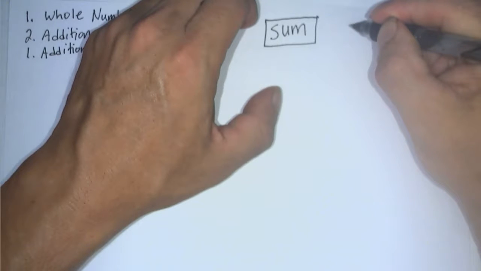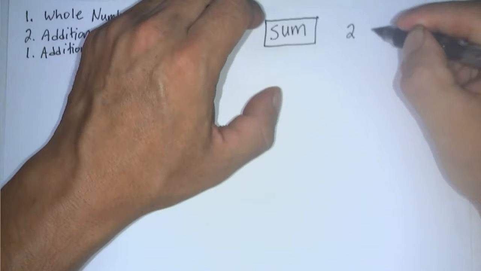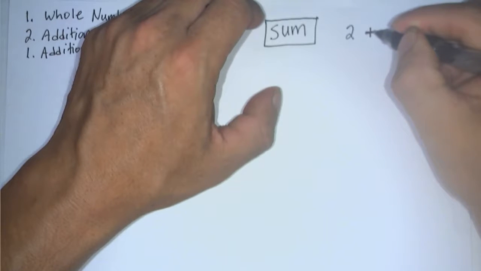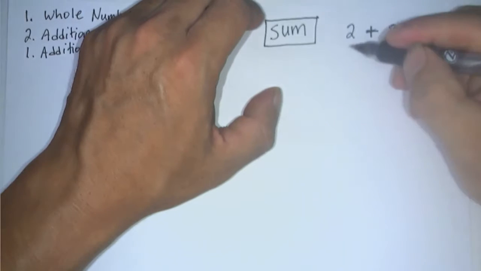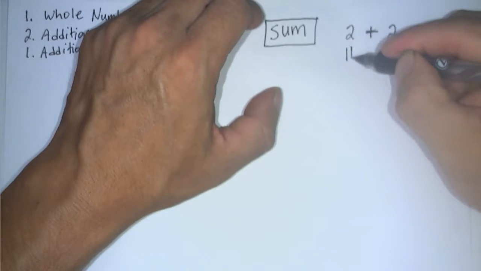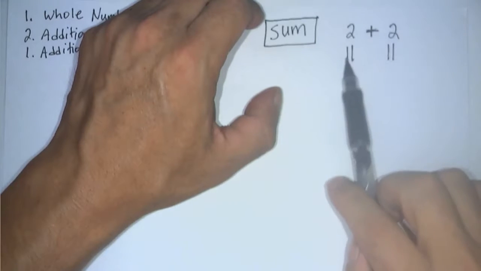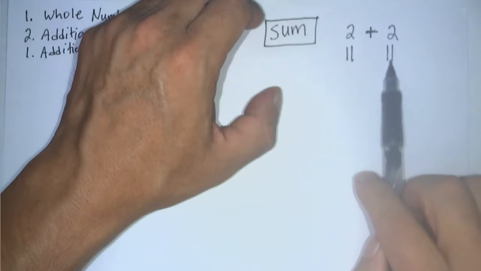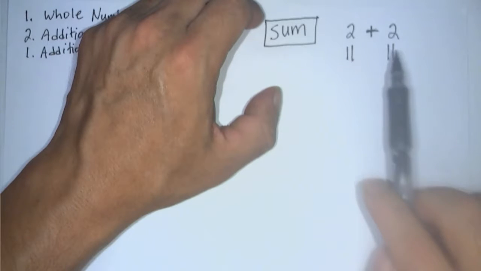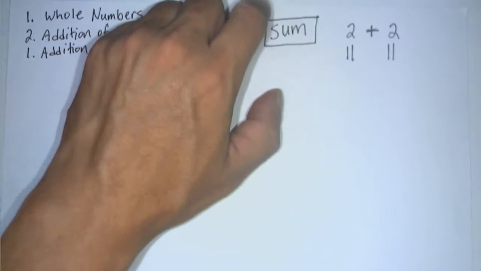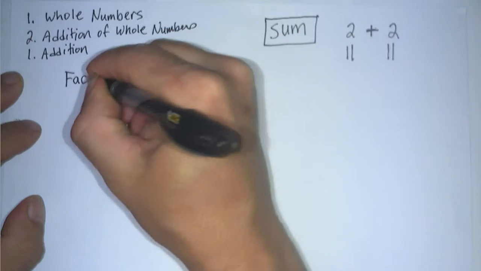And we can show that visually. Let's say we just want to add 2 plus 2, and plus is the symbol for addition. Well, what we're doing is finding the total, and I'm going to write this visually. So if we have 2 sticks and we're combining 2 more sticks, we'll have a total of 1, 2, 3, 4 sticks.